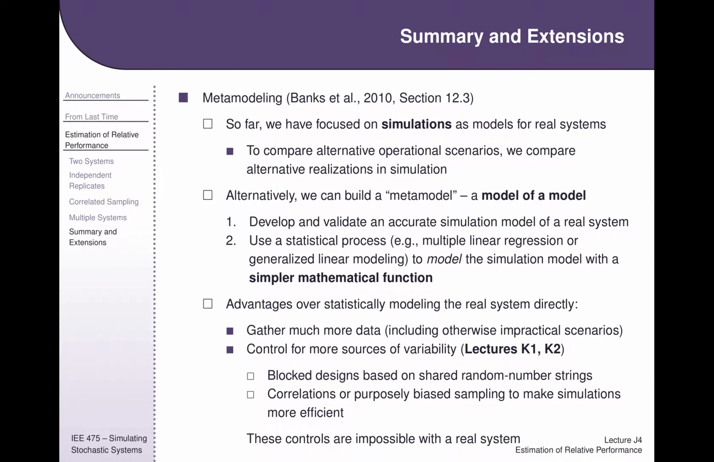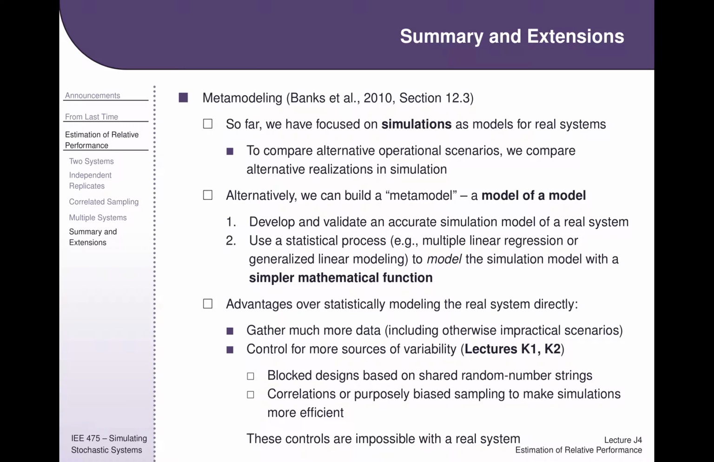So what are the advantages? Why can't we just statistically model the real system? We would still end up getting a nice statistical model out. Well, we can gather much more data on the simulation, because we can usually run the simulation much quicker than the real system. But on top of that, as you'll see in lectures K1 and K2, there are experiments that I can design with simulations that are impossible to design in the real world.